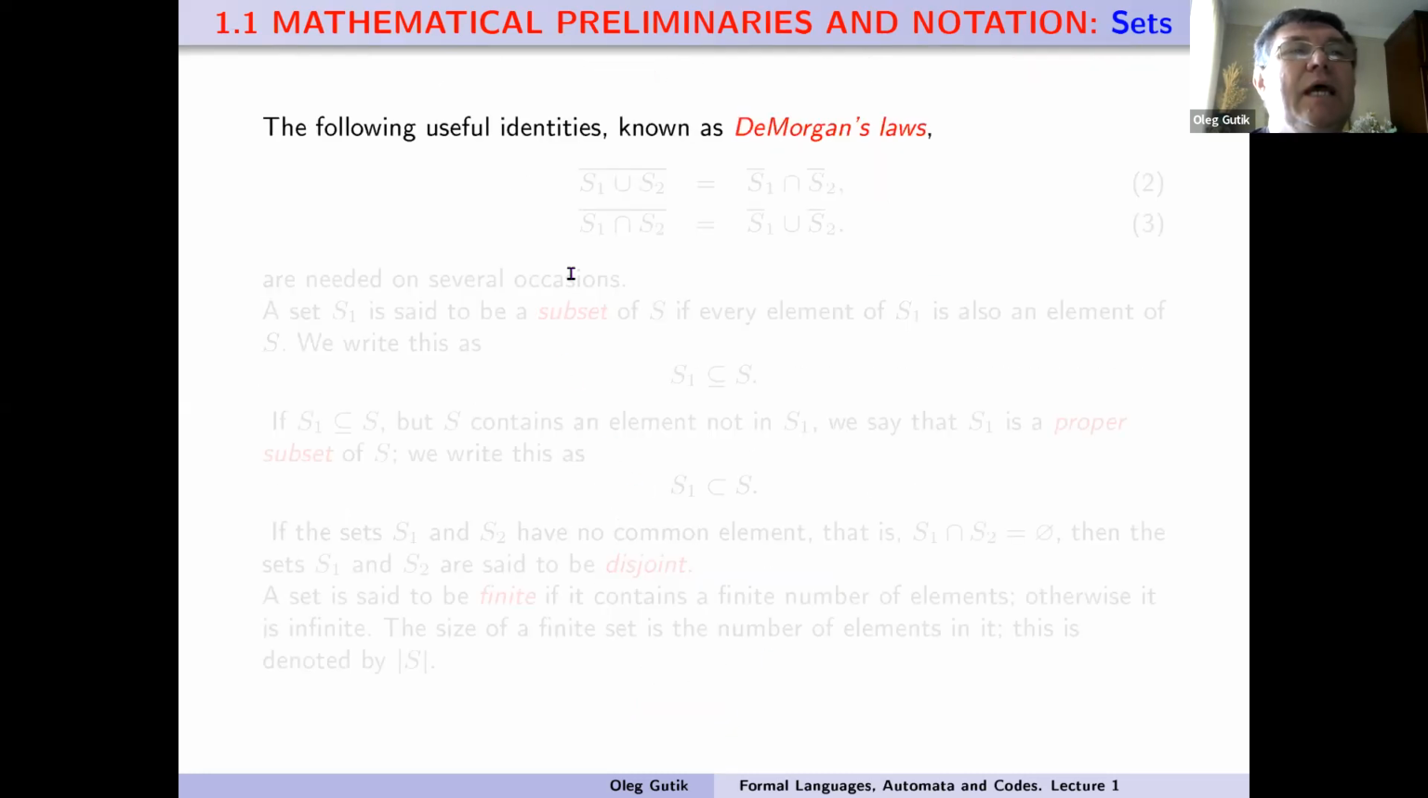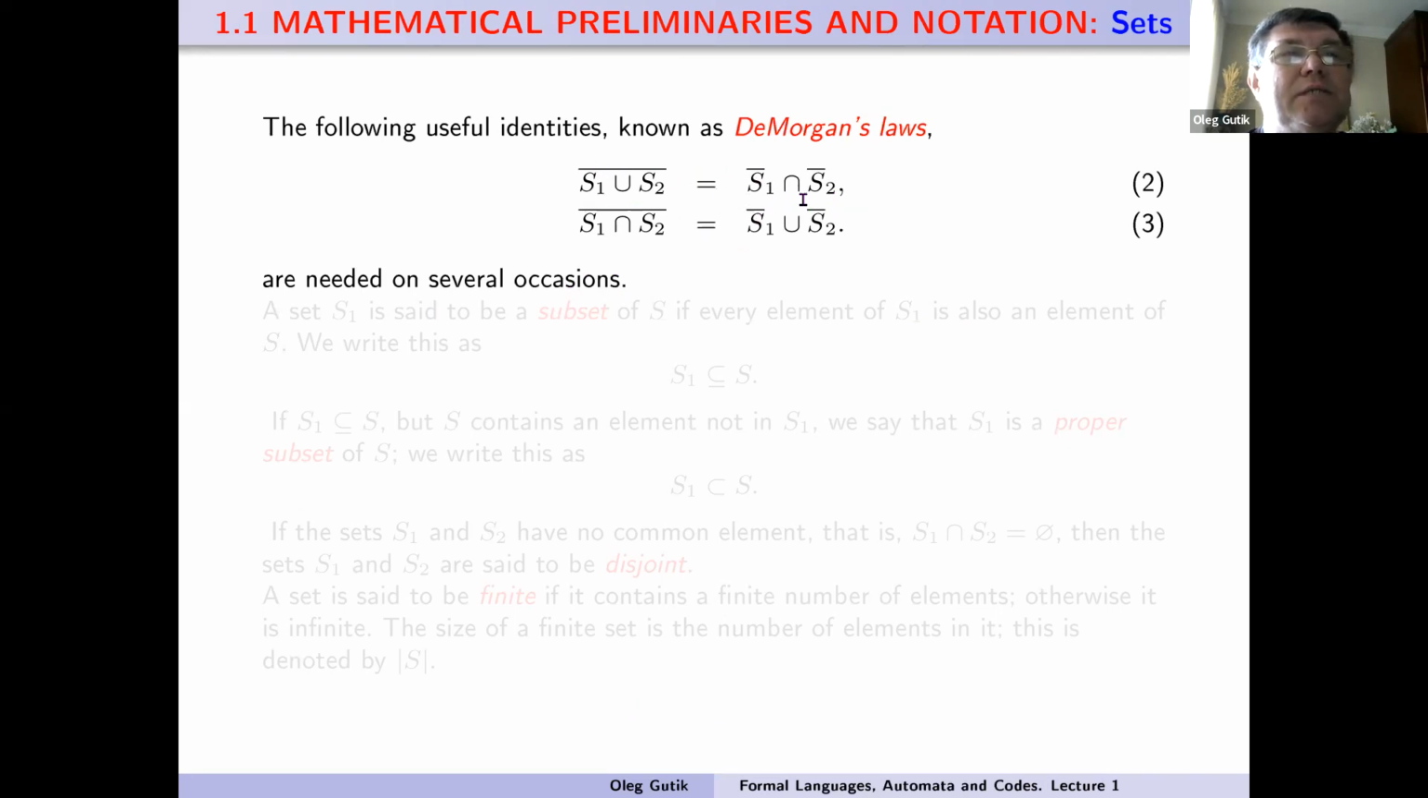The following useful identities are known as De Morgan's laws. The complement of a union is the intersection of complements, and the complement of an intersection is equal to the union of complements. These are needed on several occasions.